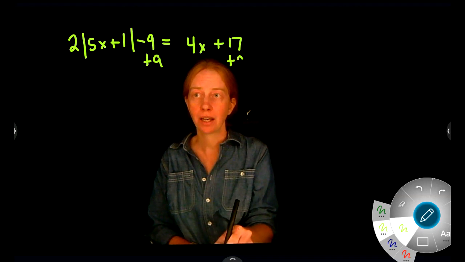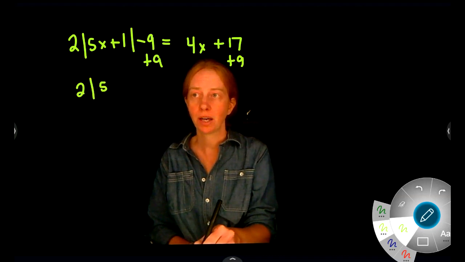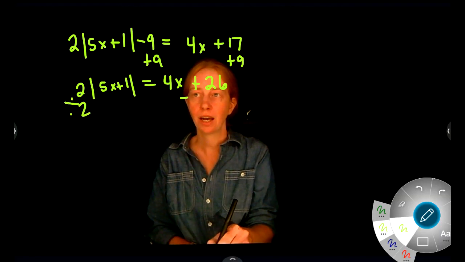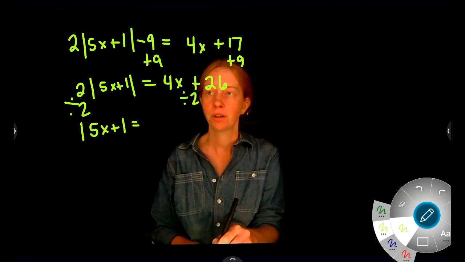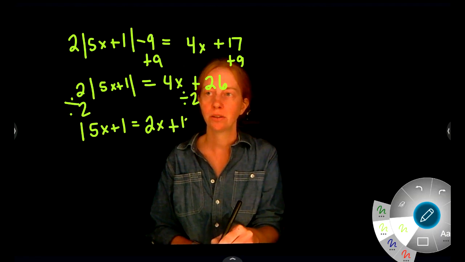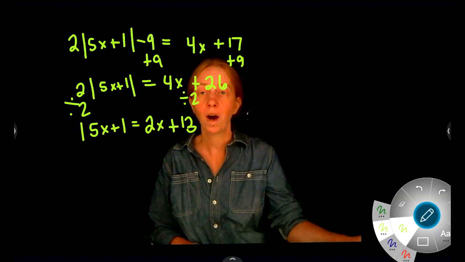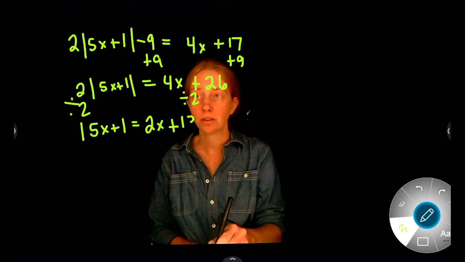We're going to add 9 to both sides. We now have 2 times the absolute value of 5x plus 1 equals 4x plus 17 plus 9, which is 26. Now we're going to divide by 2 on both sides because we're just trying to get the absolute value of 5x plus 1 by itself. It's the only thing on this side of the equal sign, which was our goal. We just have to finish this. So 4x divided by 2 is 2x. 26 divided by 2 is 13. That's an ugly 13.